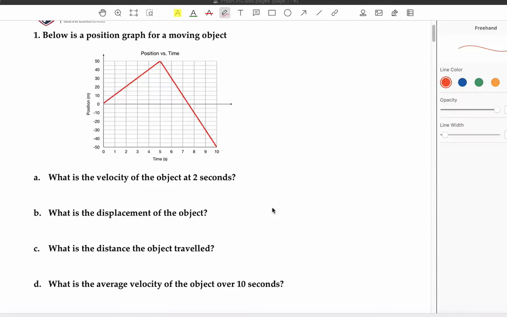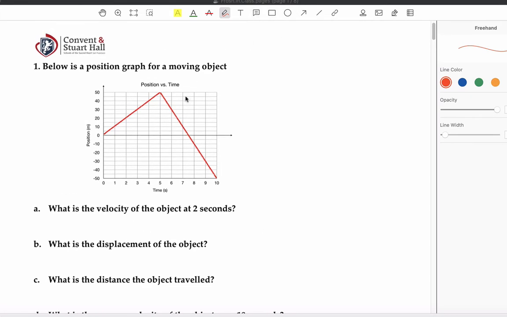These are the in-class problems that I've assigned, and I want to make sure that you have solutions to them. I really want this work done in class, so there should be no excuse given that I'm making videos to help you out here. So the velocity of the object at 2 seconds.